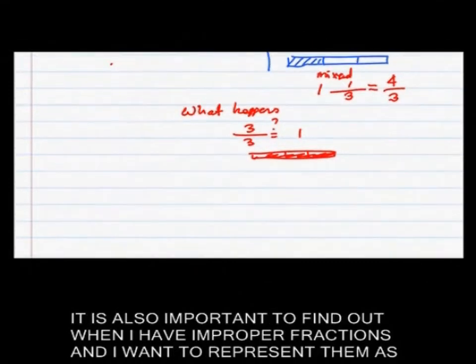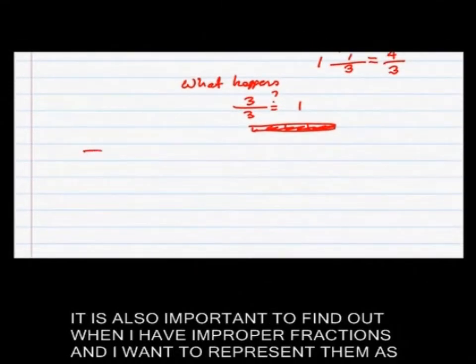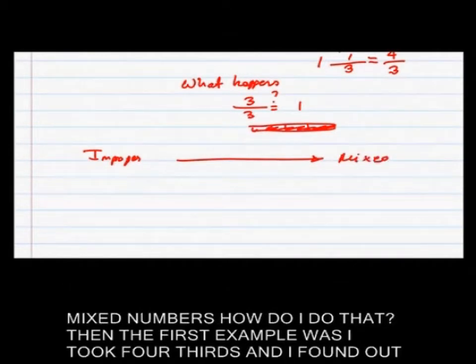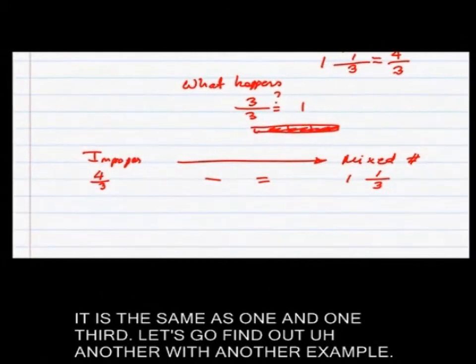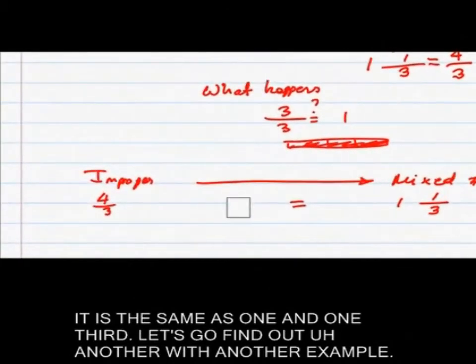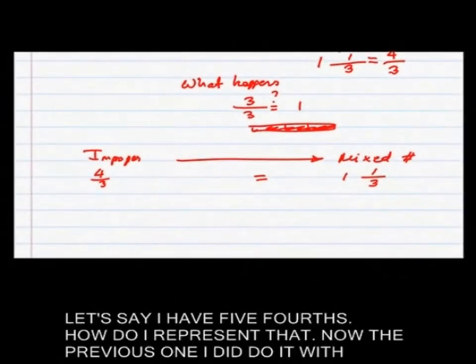It is also important to find out when I have improper fractions and I want to represent them as mixed numbers. How do I do that? The first example was I took 4/3 and I found that it is the same as 1 and 1/3. Let's go find out another example. Let's say I have 5/4. How do I represent that?